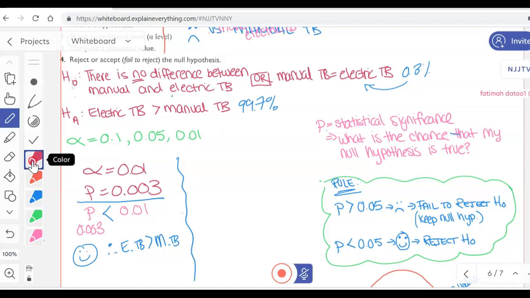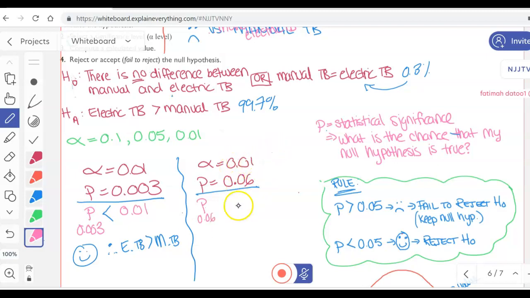Let's say the alpha level is 0.01. The p-value, when I did my study and I got all my data and I put it into a computer and I hit enter, I got 0.06. Okay, what does this mean? So the steps that I do is I take the p-value down right over here, which is 0.06, and then I bring the significance level down, which is 0.01.